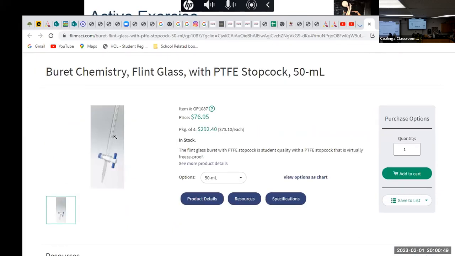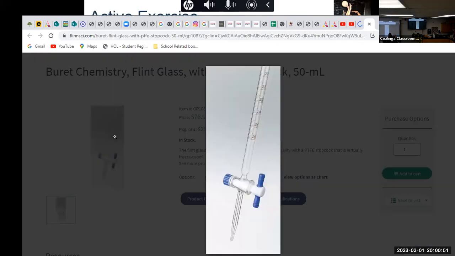Okay, so this is what a burette is. It's basically a measurement device. You put liquid in there and you use this, which is called a stopcock. You use the stopcock to open up and drop drops into a solution. Okay, so you're going to have a starting value of a certain point and an ending value of another point. Your initial is going to be your starting value. Your ending value is going to be there.